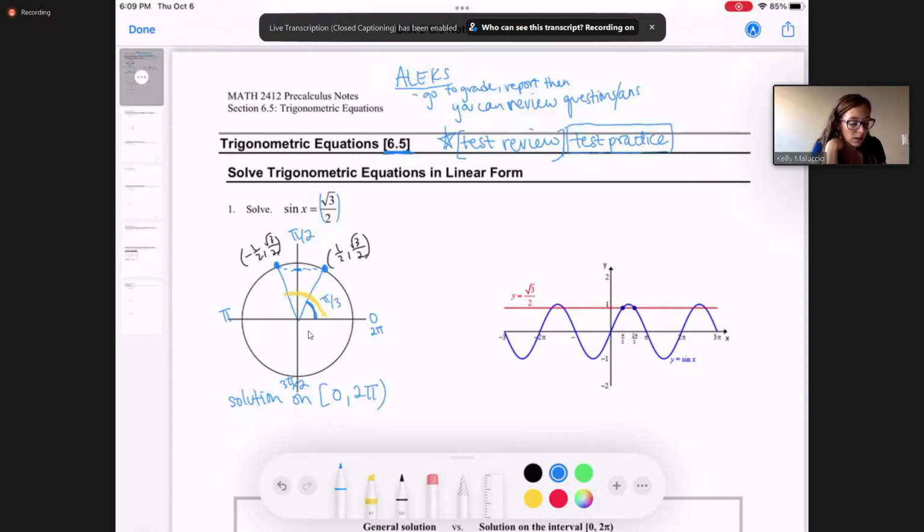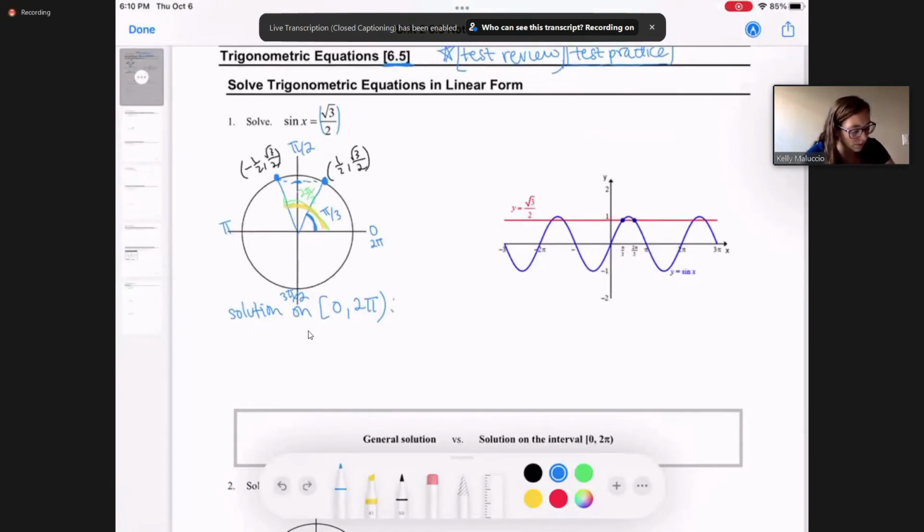pi/3. And I'll write it in this color. Pi/3, the small one, and then the big one is 2 pi/3. I guess you could write this in degrees too, since it doesn't ask for degrees or radians. So if you want to write it in degrees, go for it. But our solution from 0 to 2 pi is a set, which we'll write in brackets. So it's pi/3 and 2 pi/3.